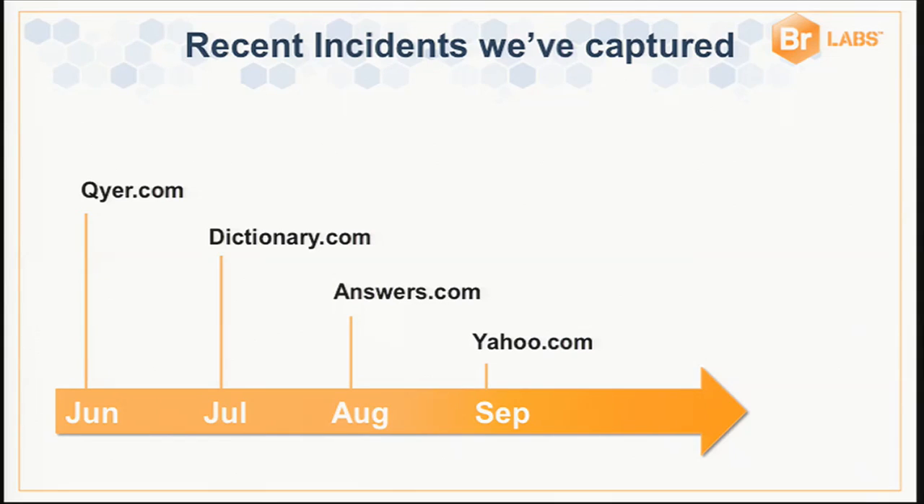Over the past couple of months, we observed a number of incidents. These are just the biggest ones. For instance, Square.com is a very popular Chinese travel website. Dictionary.com and Answers.com hold high positions in Alexa ratings. And Yahoo.com, well, everybody knows that, it's pretty big.